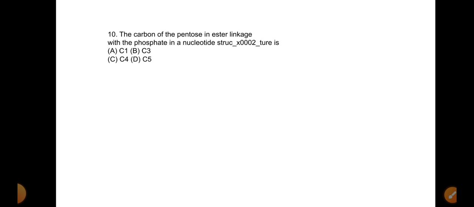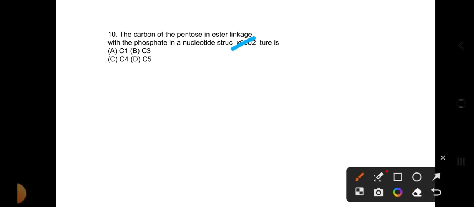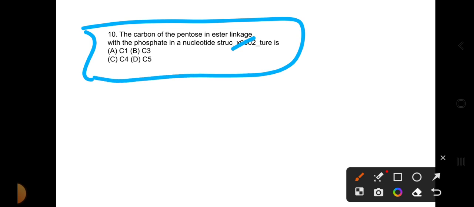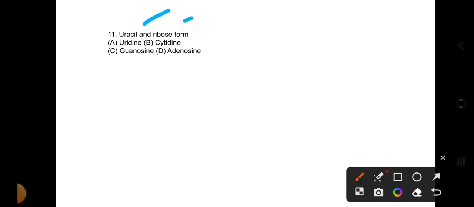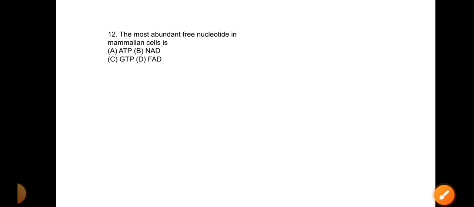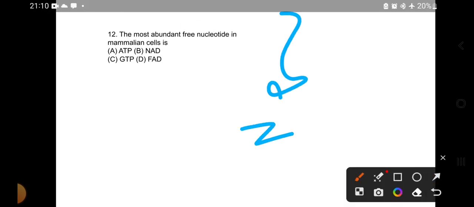Then the 10th question says the carbon of the pentose in ester linkage with the phosphate in a nucleotide, this is structure. You have to point out the carbon of the pentose which is attached. 11th, uracil and ribose form. What is the structure which is formed by this uracil and ribose? Again a very easy question. 12th question, the most abundant free nucleotide in mammalian cells. Easy but confusing question.